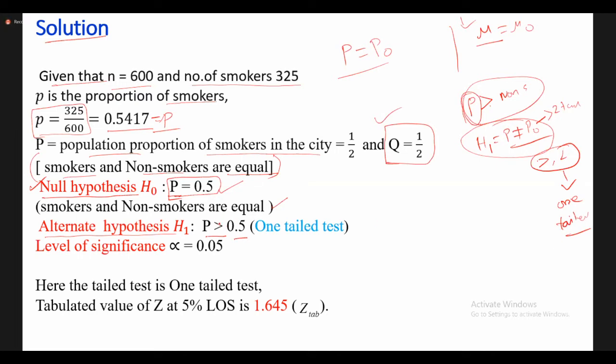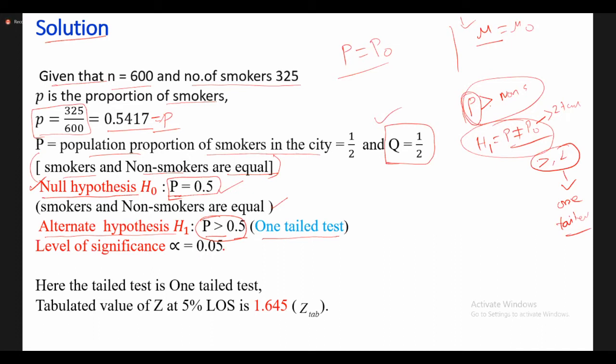See here, if the alternative hypothesis is greater than or less than type, the test is a one tail test. Suppose not equal to is there, in such a case we consider it a two tail test. I hope your doubt is clear, right? Is that clear? Shall I move on? So the test is a one tail test.